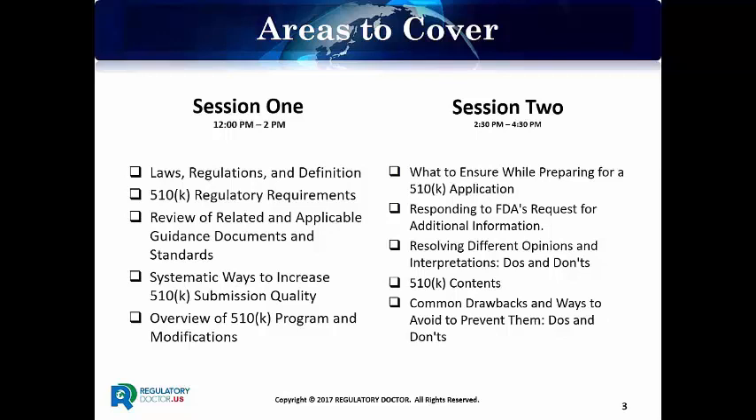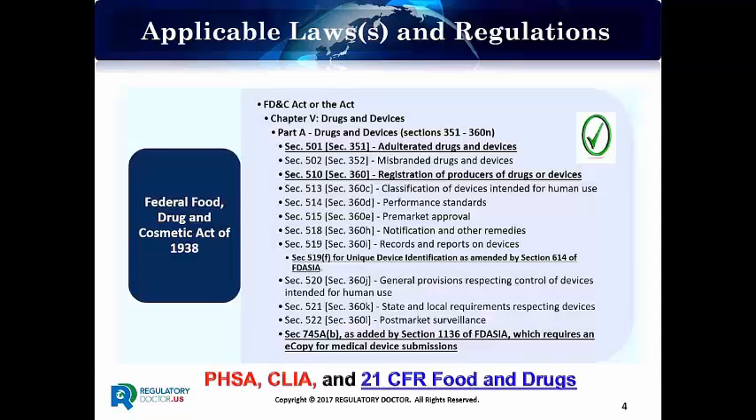So, starting with laws and regulations. The law that I'm referring to is the Federal Food, Drug and Cosmetic Act. We generally refer to it as the FD&C Act or simply the Act. For today's workshop purposes, I will refer to it as the FD&C Act.